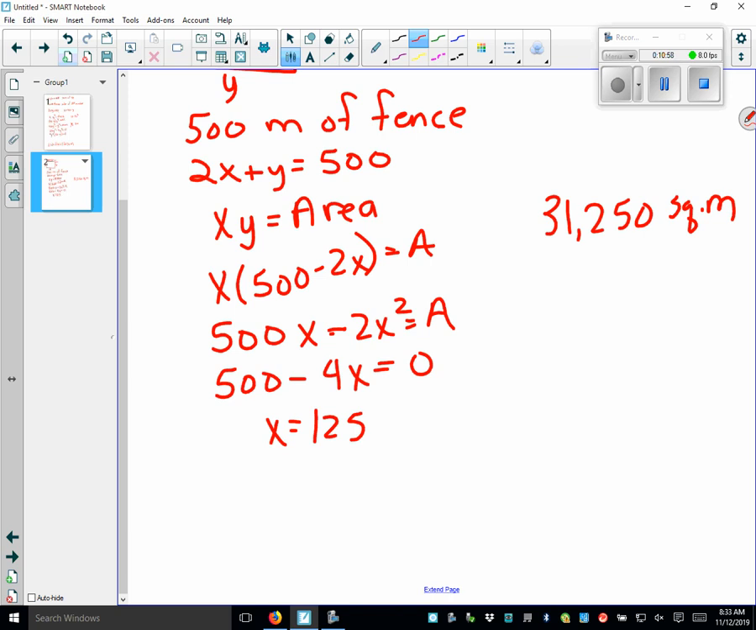Now my next question is, what are the dimensions? 125 meters by 250 meters? Yes. Pay attention to what it asks. Does that make sense to you? How do you do the dimensions? The dimensions are one side by the other side. Are we good with that one?